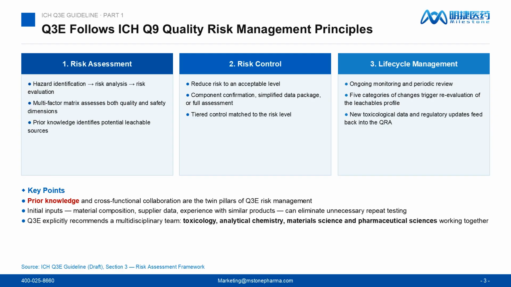This slide shows the skeleton of the entire guideline. Q3E is built directly on ICH Q9, Quality Risk Management. If you know Q9, this structure is familiar: risk assessment, risk control, and lifecycle management, 3 phases that form a loop, not a line. Let me translate each phase into plain language.